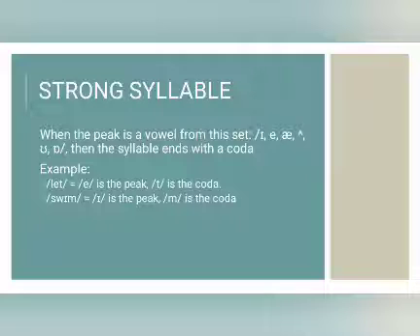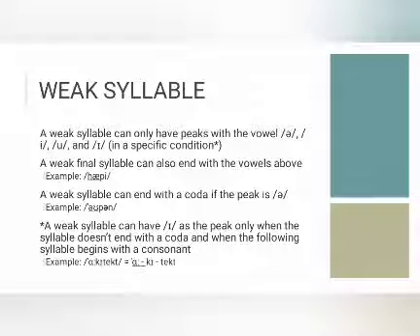A strong syllable is created when the peak is a vowel from the set e, æ, ʌ, ɒ, u, and a. Then the syllable ends with a coda. For example, the words let and swim. Next, we will learn about weak syllables.